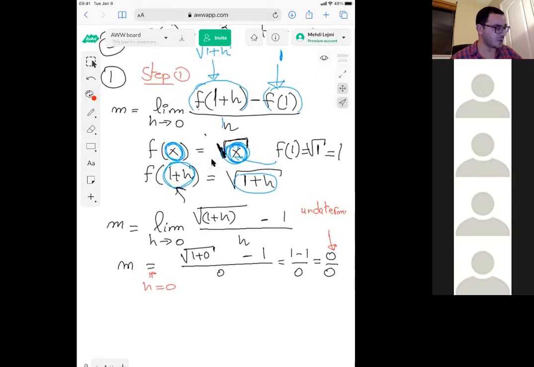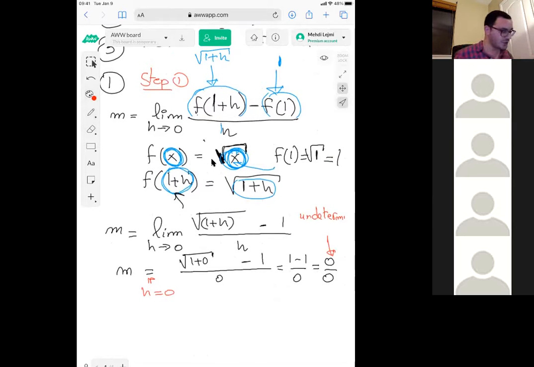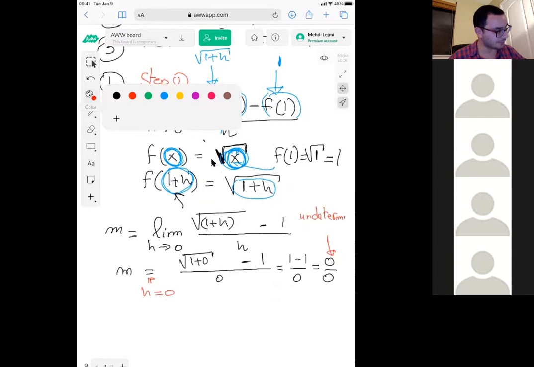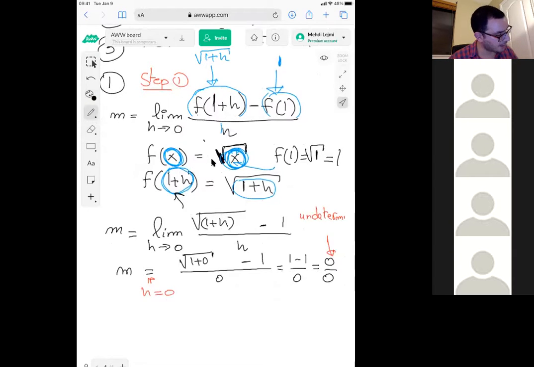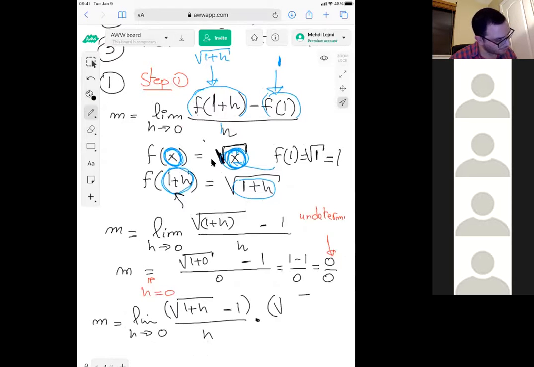Which means that you need to find another way to compute this limit, right? So how do we compute such a limit? We said in the previous chapter on limits that we need to multiply by the conjugate. So your m is the limit as h goes to 0 of the square root of 1 plus h minus 1, over h. We need to multiply by the conjugate, which means the square root of 1 plus h plus 1, over the same thing, of course, because you don't want to change the expression you have. So you need to multiply and divide by the same thing.